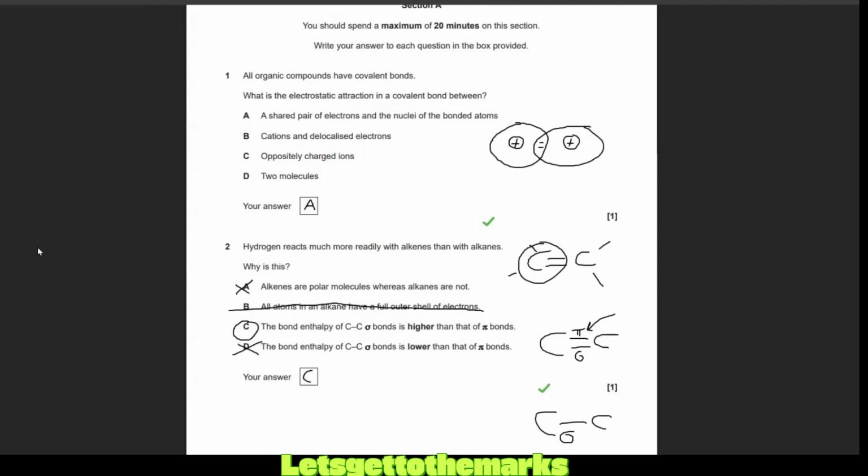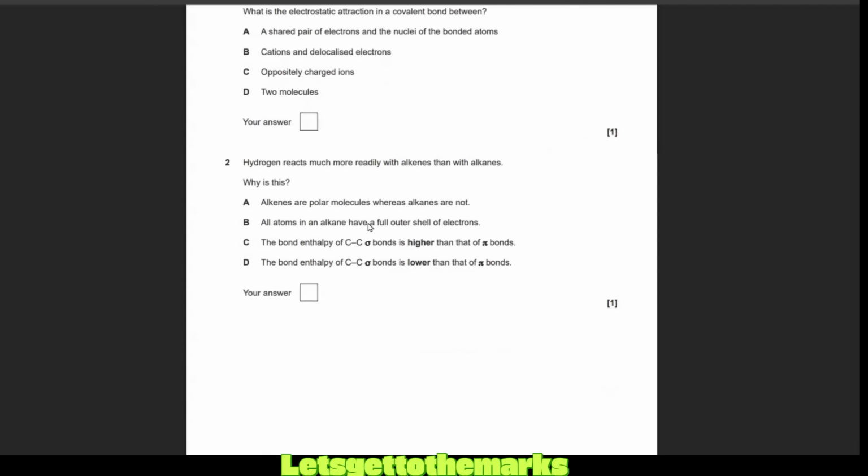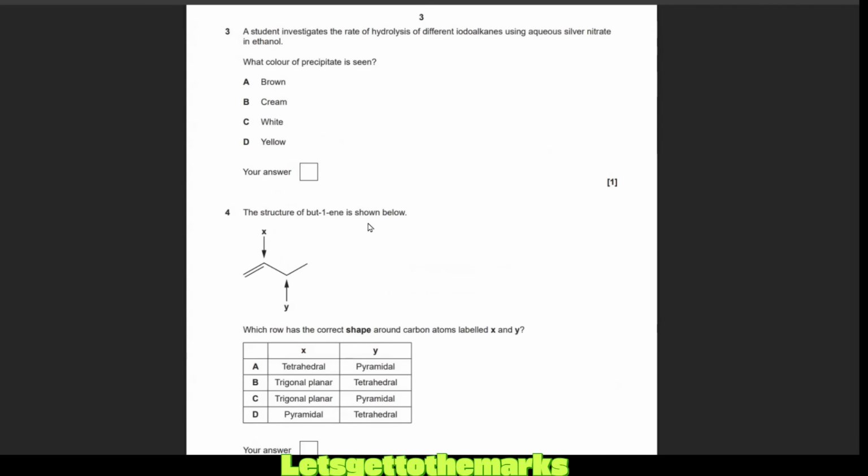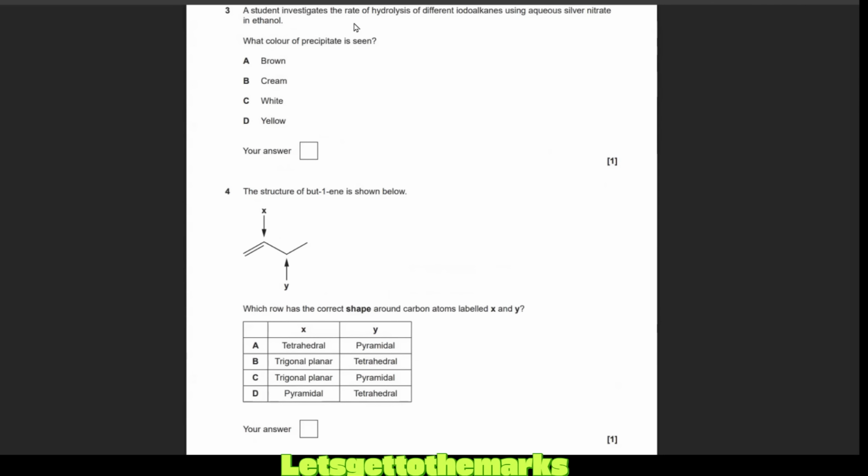Oh, my days, it's going to take so long if I go this slow. So I've got a couple more questions here for you. A student investigates the rate of hydrolysis of different iodoalkanes using aqueous silver nitrate and ethanol. What color of the precipitate is seen? And then we have question 4. The structure of but-1-ene is shown below. We have carbon X and carbon Y. Which row has the correct shape around the carbon atoms labeled X and Y? So you've got to decide which type of molecular shape these have.